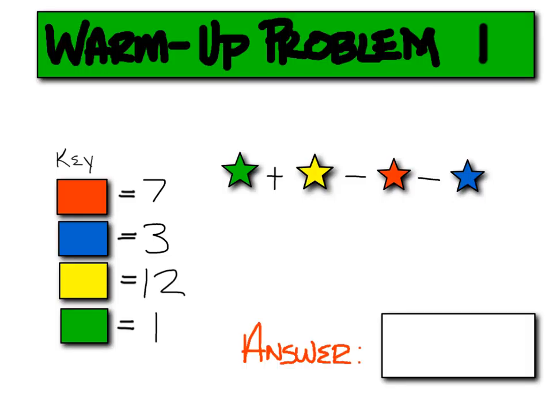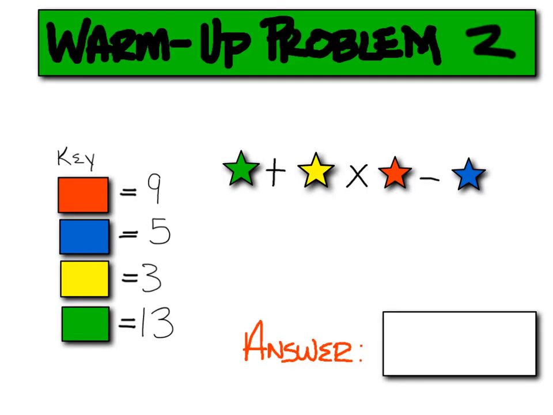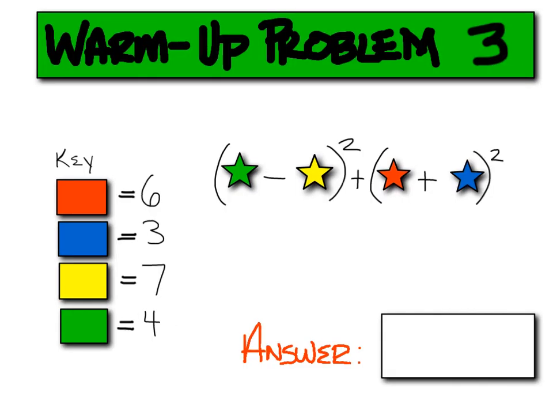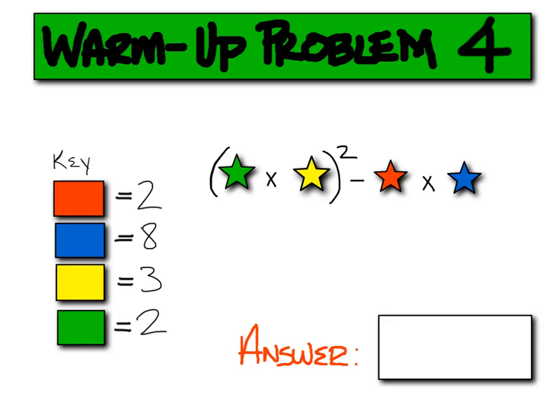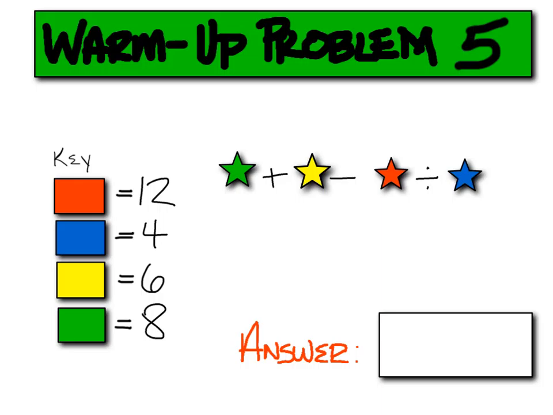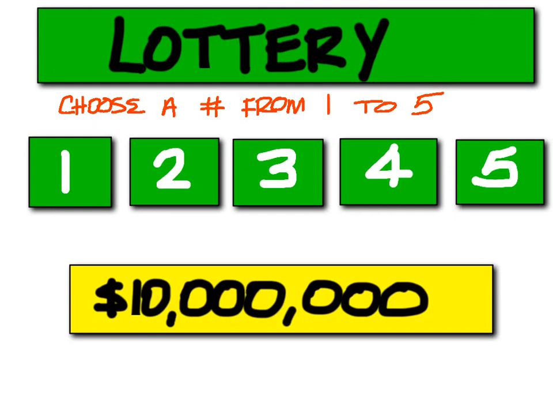Okay, warm-up problem number 1. Okay, answer for this one is 3. Number 2. Okay, answer for this one is 35. Number 3. Okay, answer for this one is 90. Number 4. Okay, answer for this one is 20. Number 5. Alright, the answer is 11.